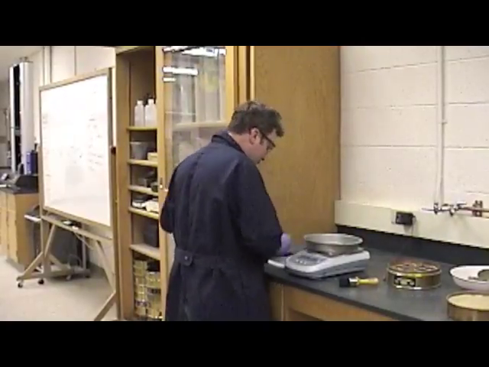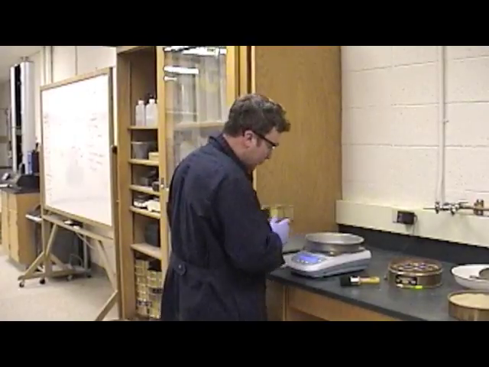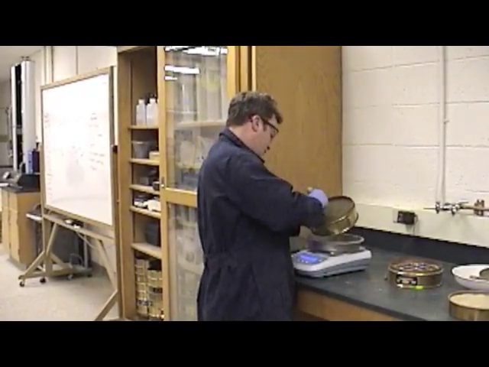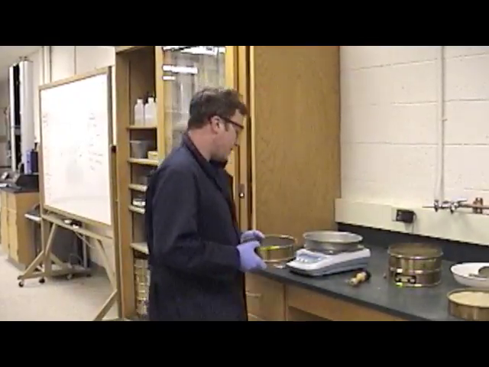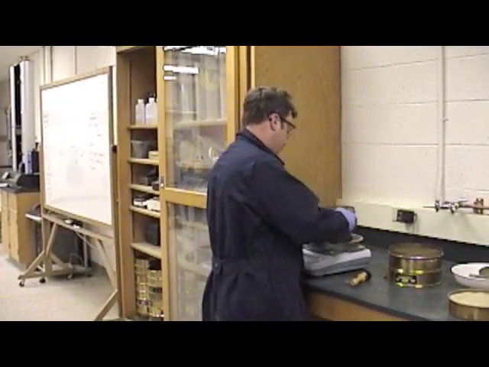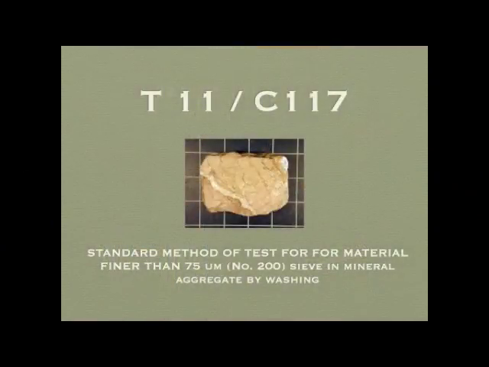Now that we've completed sieving, we want to determine the mass of each individual sieve to the nearest 0.5%. We also want to total the mass of all individual increments and determine that it is within 0.3% of the original sample mass. If the sample was previously washed using AASHTO T11 or ASTM C117, add the material that passed the 75 micron sieve by washing to the material that passed the 75 micron sieve during dry sieving.